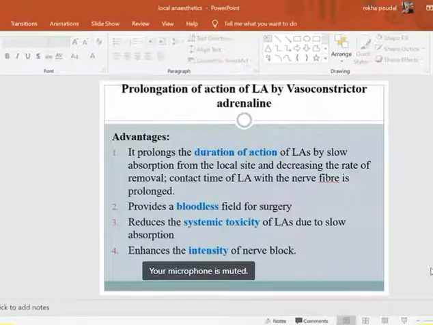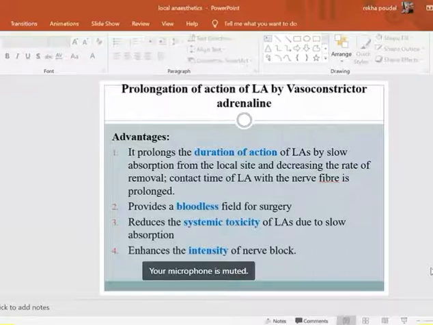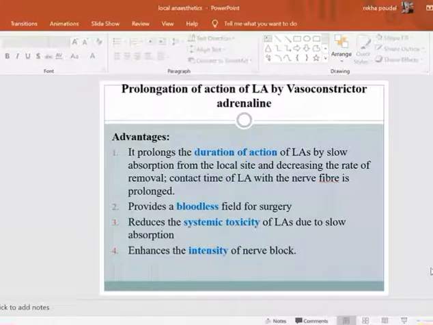And number two is it provides a bloodless field for surgery. Whenever a patient comes to the emergency with some cut injuries with heavy bleeding, while applying the suture we give adrenaline along with local anesthetic, because adrenaline will constrict the blood vessels and reduce the bleeding in that area. So whenever we try to suture that area, it will provide a bloodless field for the surgery. So this is another advantage of giving adrenaline along with local anesthetics.